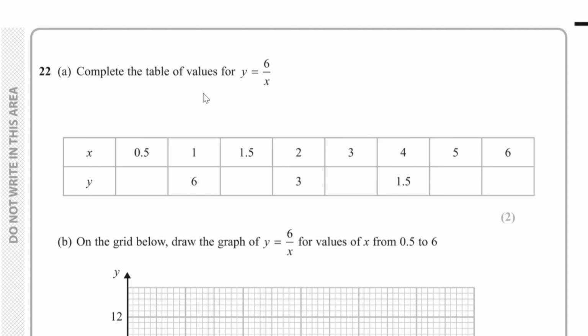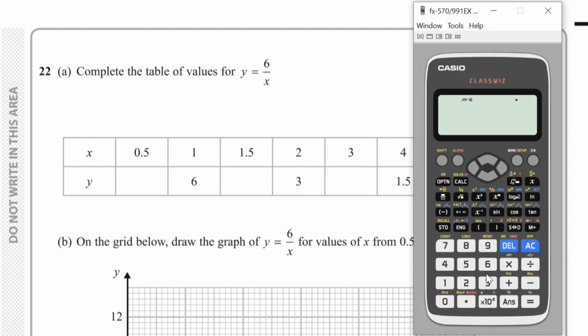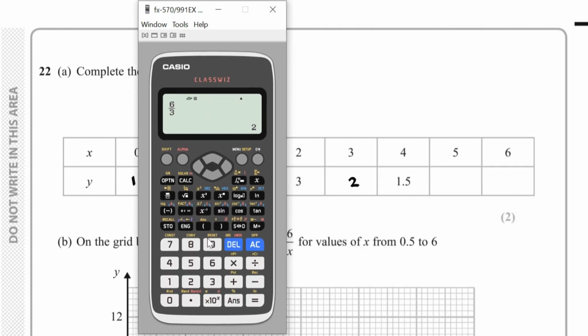Question number 2, for part A we have to complete the table of values for y equals 6 over x. Well, when x is 0.5, we've got 6 over 0.5, which is 12. When x is 1.5, 6 over 1.5 is 4. When x is equal to 3, we get y is 2. And when x is equal to 5, we've got 6 over 5, which is 1.2. And when x is 6, y will equal 6 over 6, which is 1.